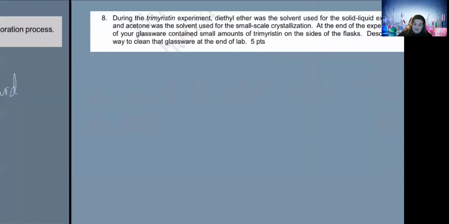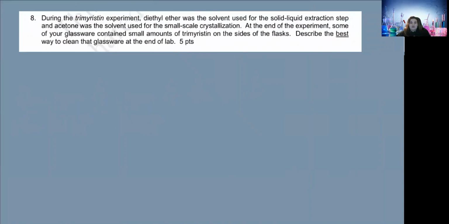Alrighty, now I believe this is the very last question I have for trimyristin. So pause, try it out, and then let's run through it together, okay? During the trimyristin experiment, diethyl ether was the solvent used for the solid liquid extraction step. Acetone was the solvent used for small scale crystallization. At the end of the experiment, some of your glassware contained small amounts of trimyristin on the sides of the flask. Describe the best way to clean that glassware at the end of the lab.